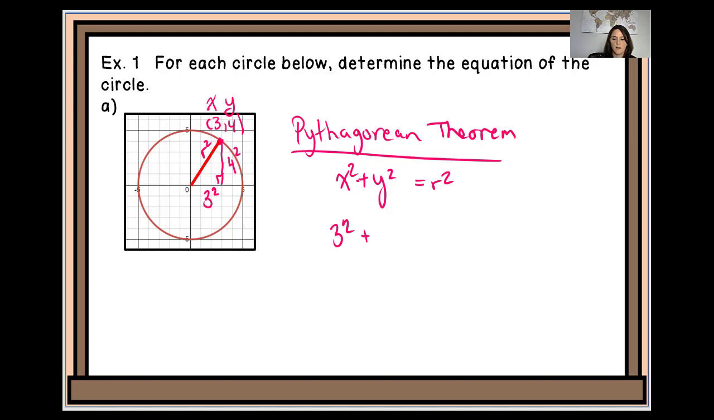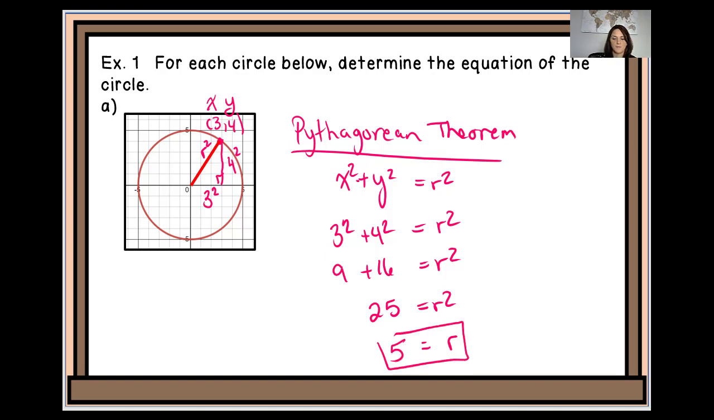So 3 squared plus 4 squared is equal to r squared. So 9 plus 16 is equal to r squared. 25 equals r squared, so r equals 5. So the length of the radius is 5. Putting it all together, the equation is x squared plus y squared equals 25. And that's it. Let's go ahead and look at our next example.